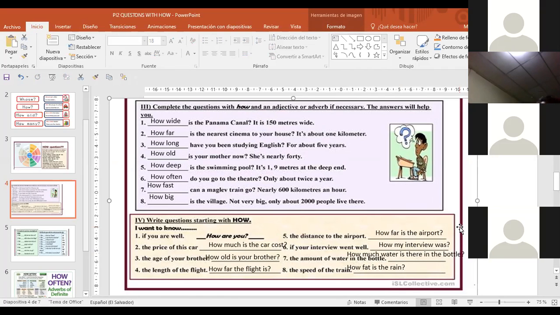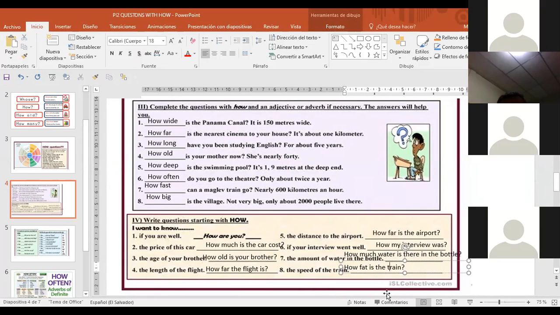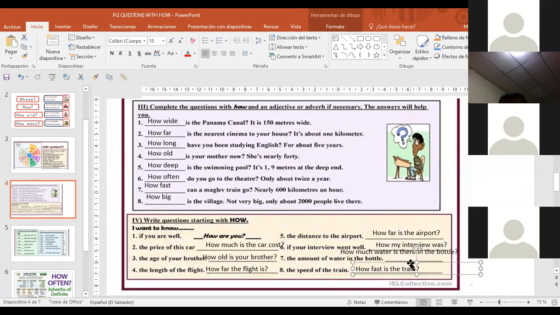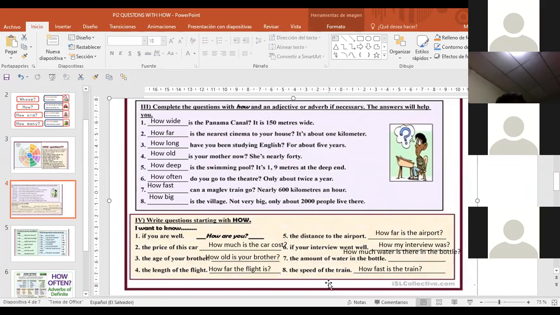Okay. How fast is the rain? Train. Es como tren pero sin la T. When you say tren, you say train. It's train. Yo estaba diciendo rain. Yes, with T. Fast. How fast is the train? Ah, yo estaba leyendo rain. Okay. How fast is the train? Yes, the train. But if you say rain, it's like train, but without the T.